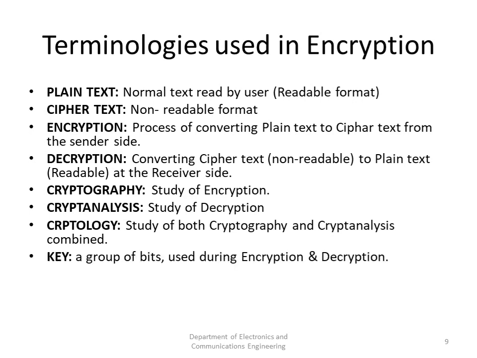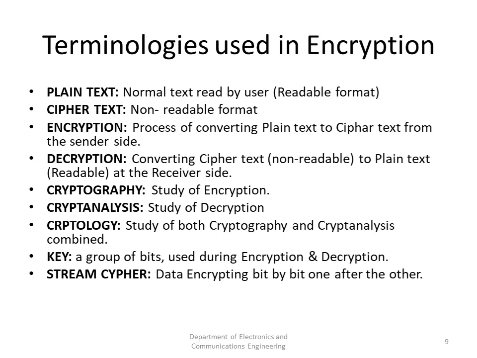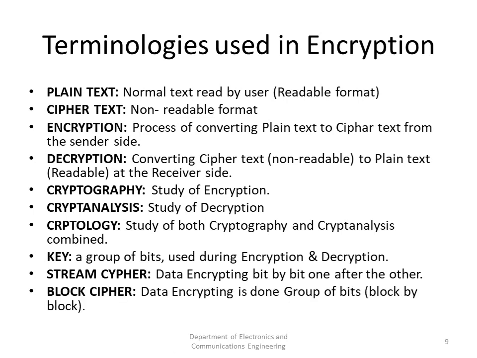Cryptology means the study of both cryptography and cryptanalysis combined. Then key. What is a key? A key is a group of bits used during encryption and decryption. Then what is a stream cipher? Data encrypting bit by bit one after the other. That is stream. Stream, it comes in just one after the other, it comes in a line. Then what is block cipher? Data encrypting is done in groups of bits, block by block. We are going to do the cipher.